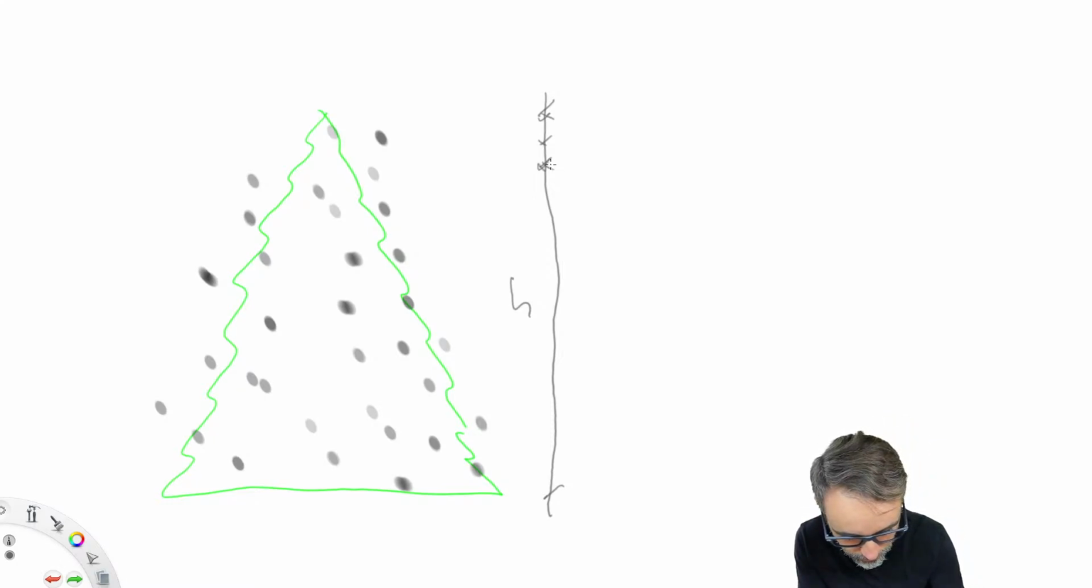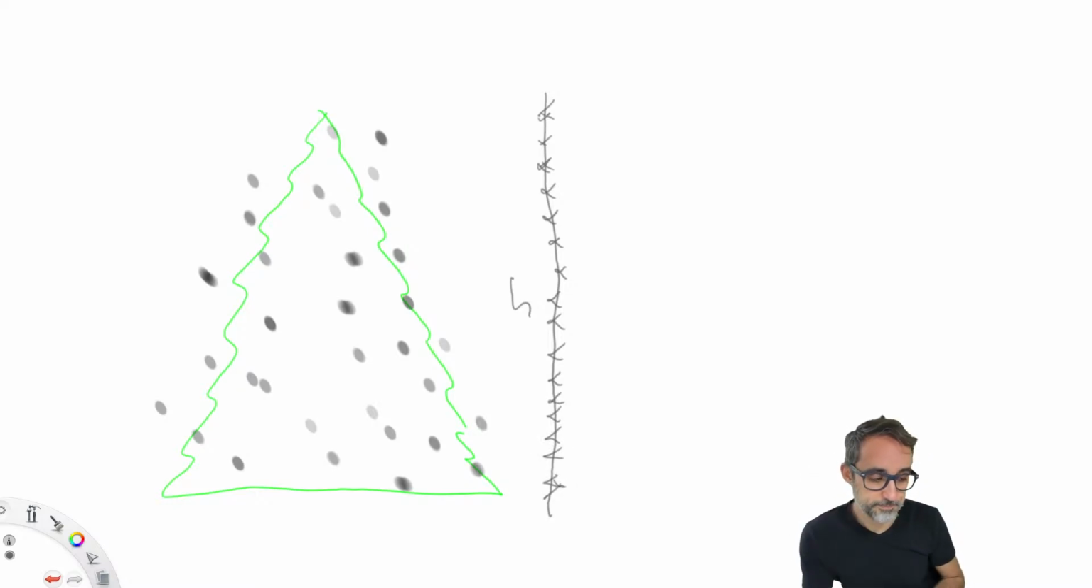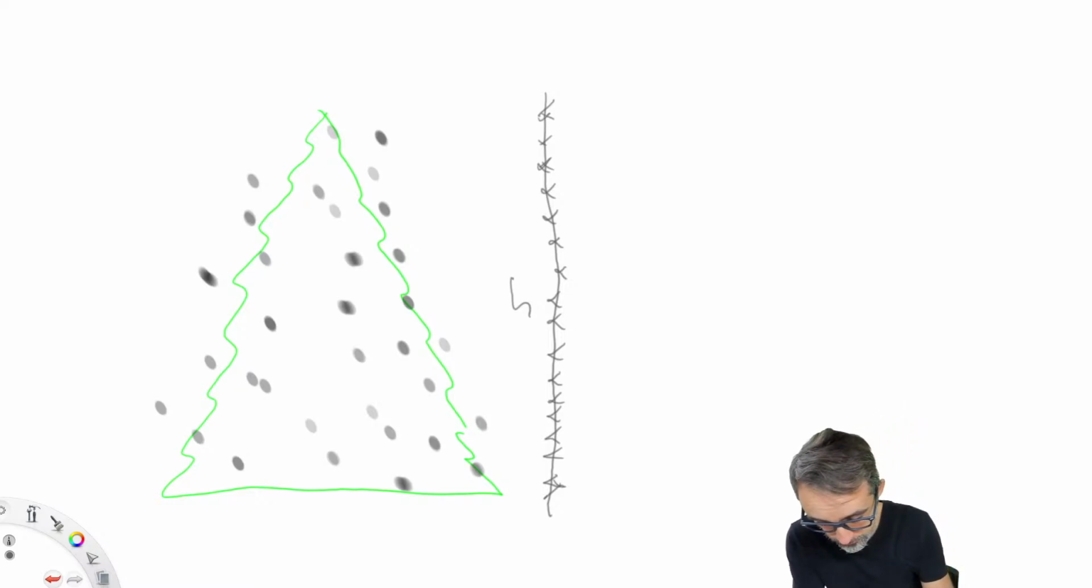Okay, so here, I'm going to subdivide it into a bunch of points. Then what I'm going to do is, for each one of those points, I'm going to imagine that there's a plane.